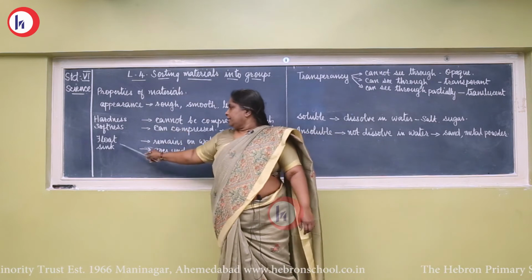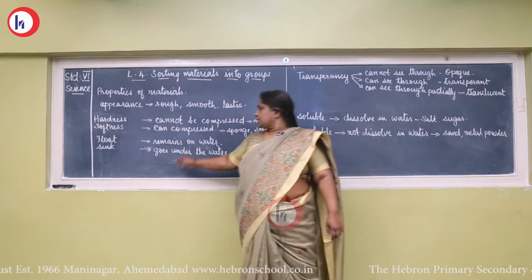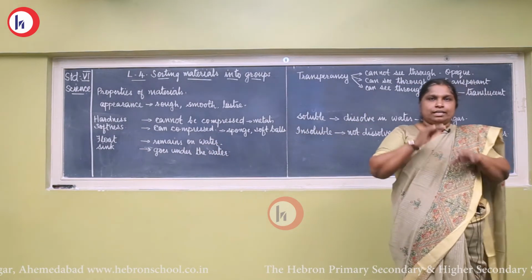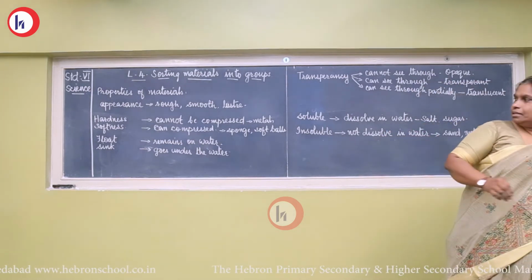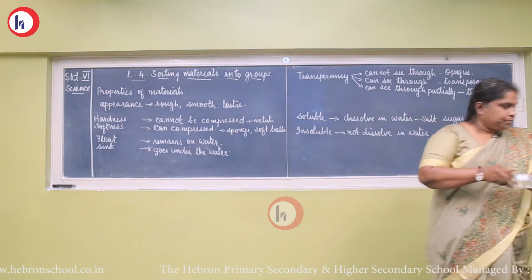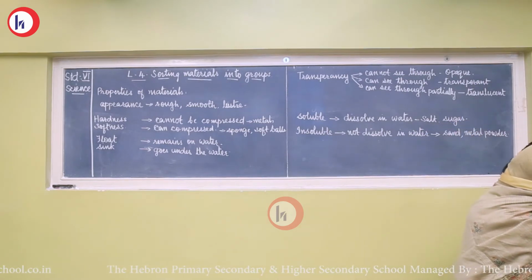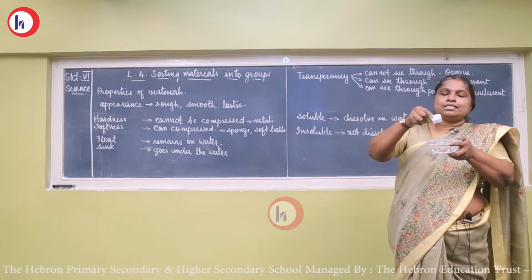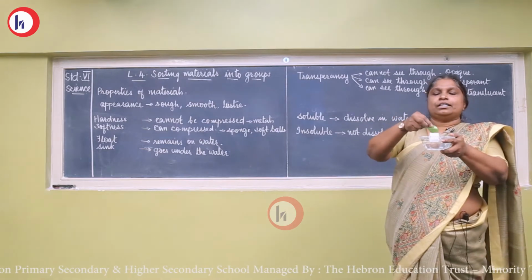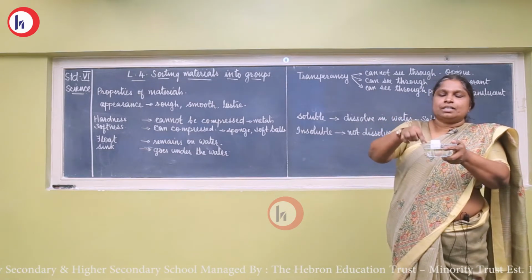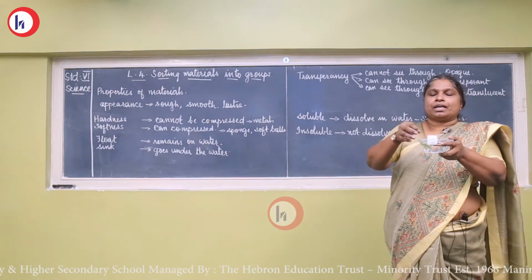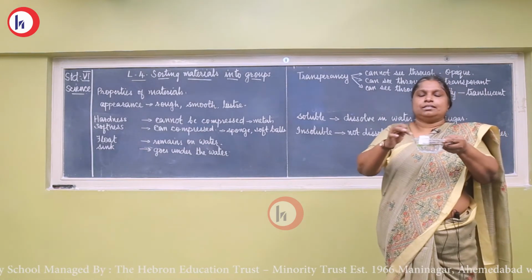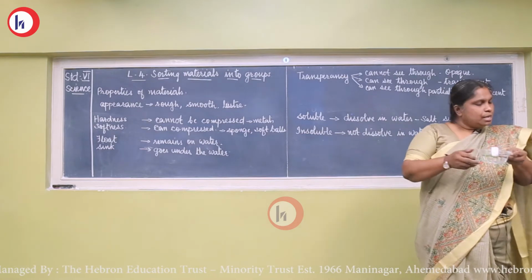The next property is float. Float means it remains on water and does not go under the water. That property is known as float. For example, I put one piece of thermocol, and it remains on water. I also put dry leaves and a green leaf. They do not go under the water. They float on water. This is also another property of materials.